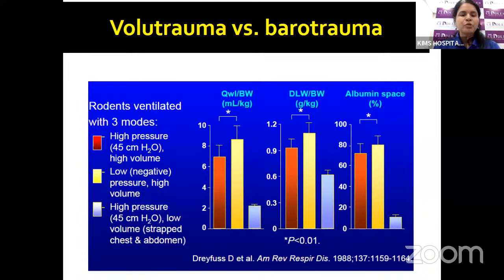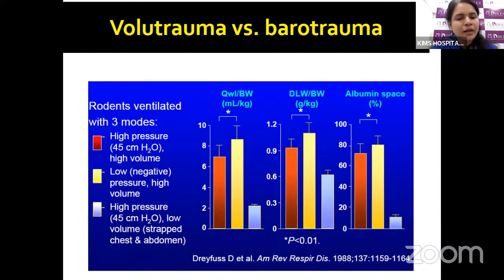So here, instead of exposing the patient to very high peak pressures, negative pressure is used to move the chest wall and the lungs during inspiration and expiration. Hence, the patient is not exposed to barotrauma. However, they were exposed to high tidal volumes. So that is the second group of rodents indicated by the light yellow bar.